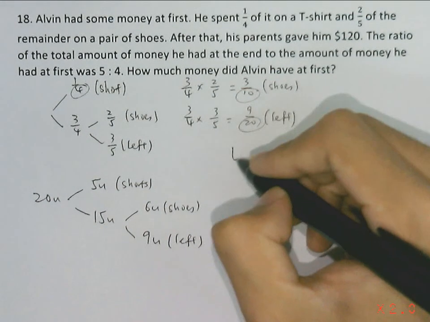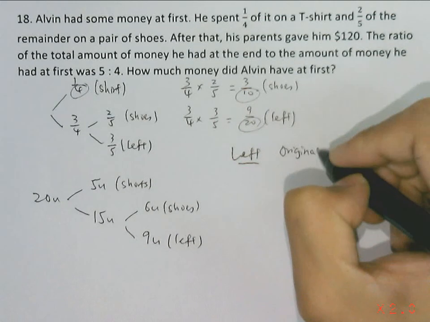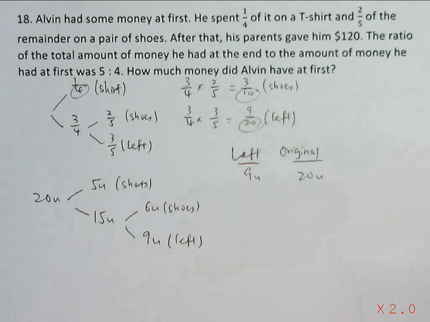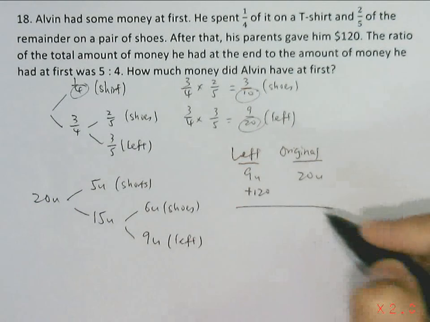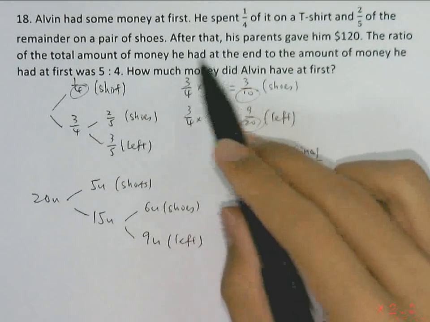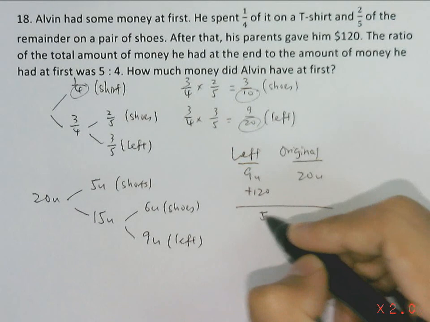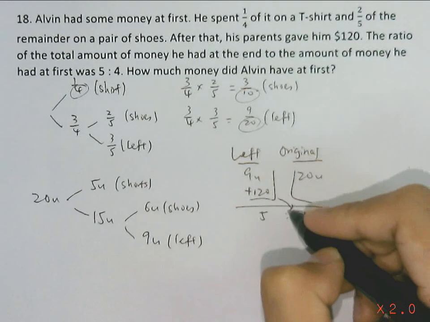So if we compare the amount of money he has left and the amount of money he had originally, in the end he had 9 units, while originally he had 20 units. After his parent gave him $120, the final ratio of the amount of money he had in the end to the amount of money he had at first became 5 to 4. So at this point we can do cross multiplication.